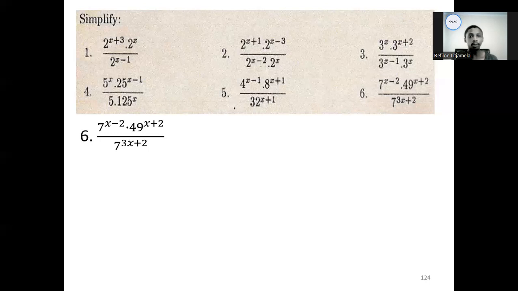All right, for this one, you have to prime factorize 49, and then multiply out the bracket. So you will multiply 2 with x, that will be 2x, multiply 2 by 2, that will give you 4.